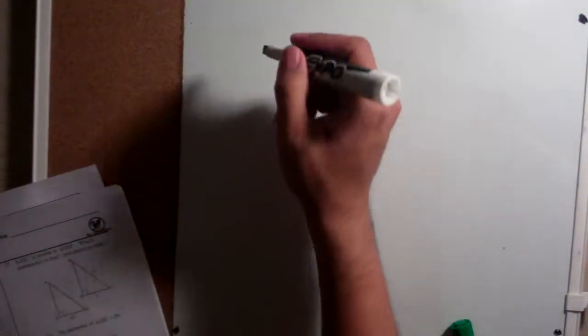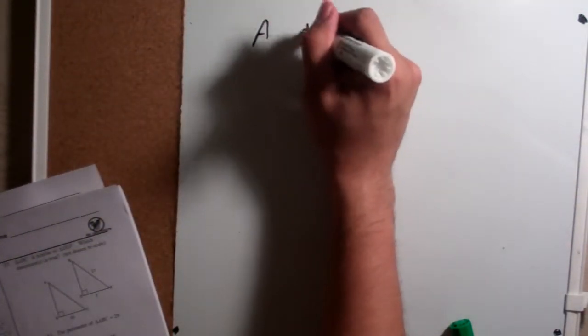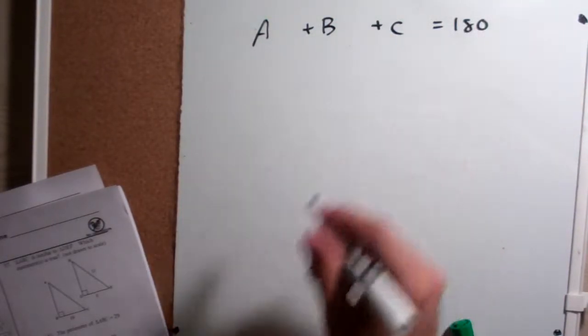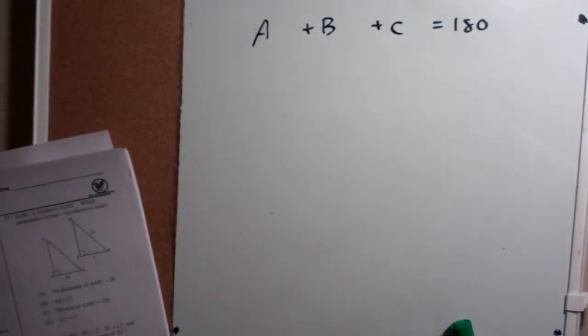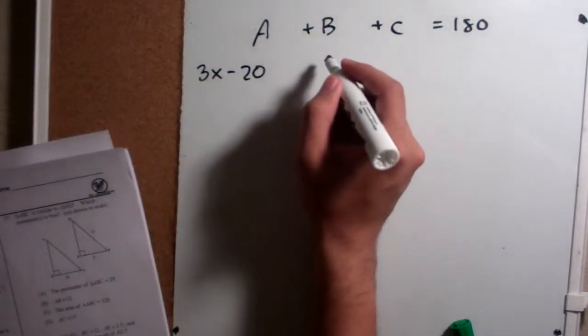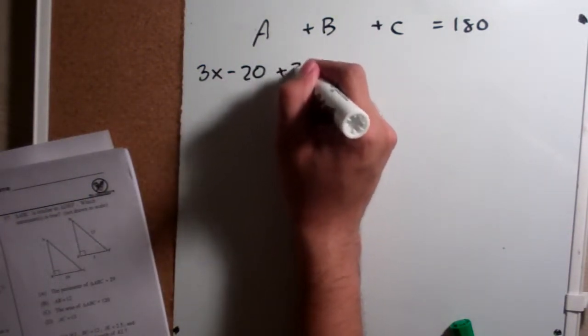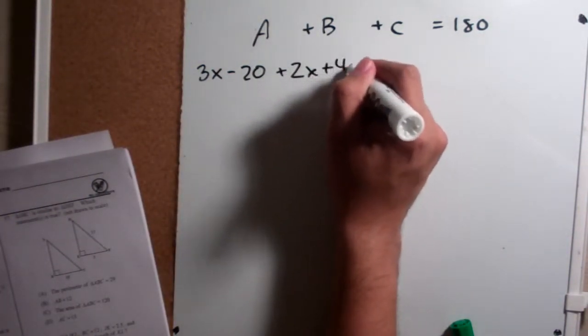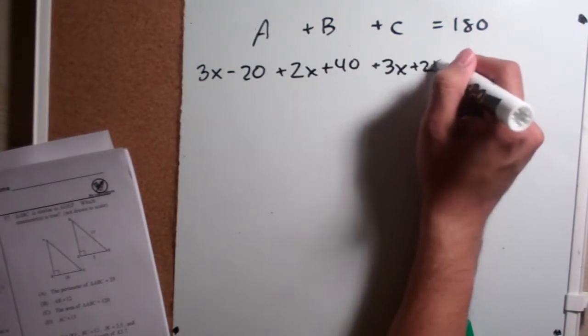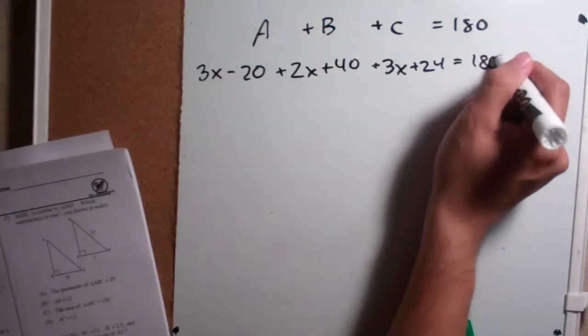So we know that A plus B plus C is 180 degrees. Instead of A, I'm going to write what it gave us. A was the expression 3x minus 20. B was the expression 2x plus 40. And C was the expression 3x plus 24. And all these added up together are 180 degrees.